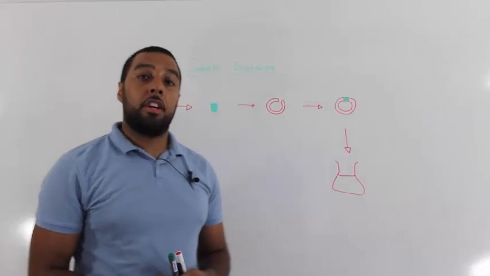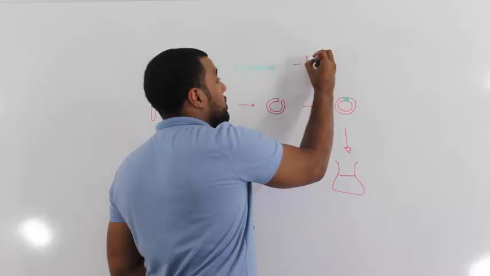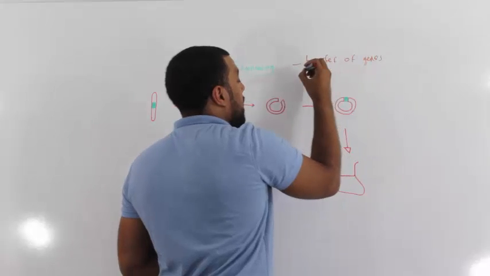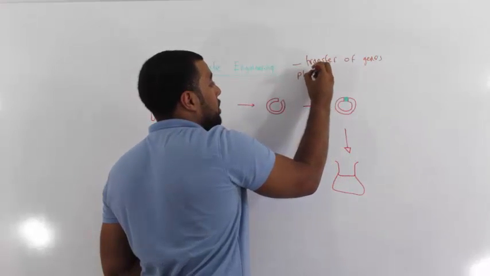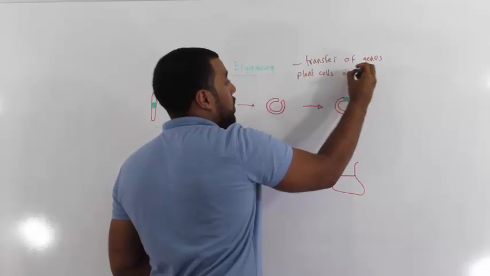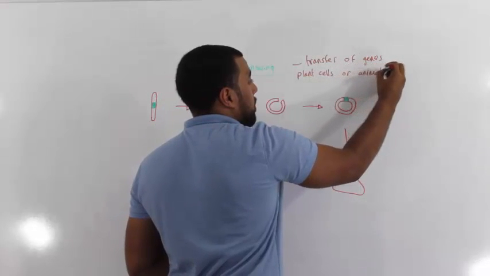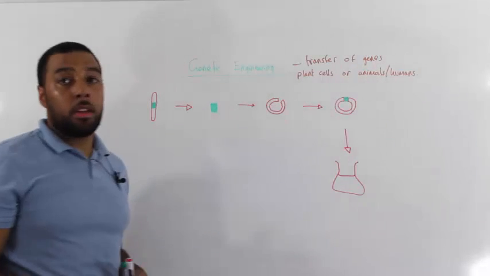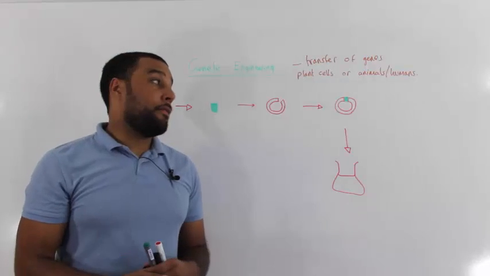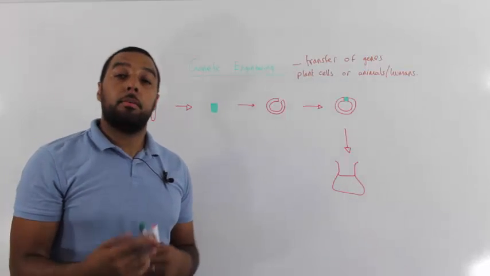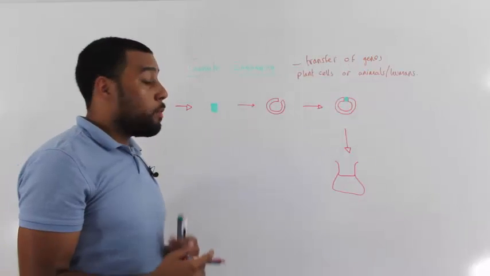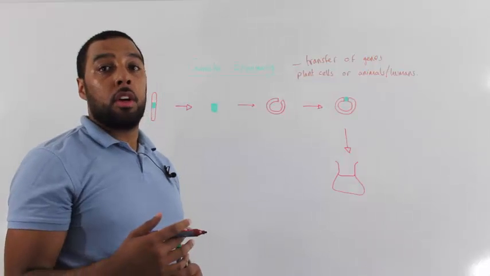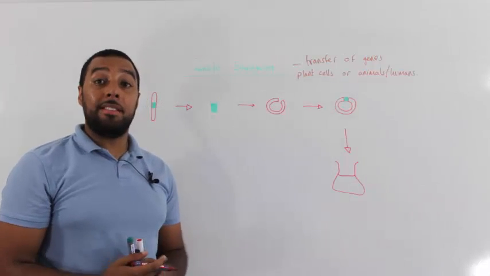Now that term genetic engineering just means the transfer of genes, and this can happen in plant cells or animals, in humans. Now the process of transferring genes in plants and animals works off the same basis. We tend to do this process in humans to create insulin.